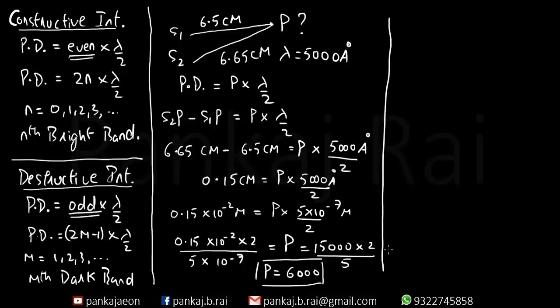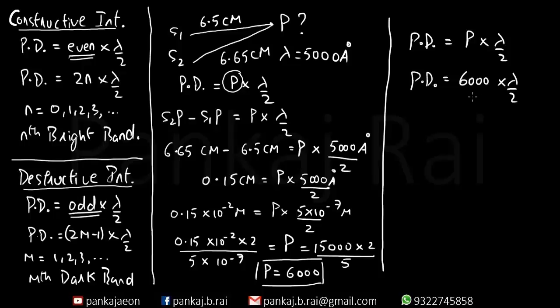Now what does that mean? What is p actually? p is the variable which we have taken, that the path difference is p multiple of lambda by 2. Now we know that if that number is even, which is the case here, 6000, then it is a constructive interference. So we assumed that the path difference is p into lambda by 2, but now we get that the path difference is 6000 into lambda by 2, and p is coming out to be even.